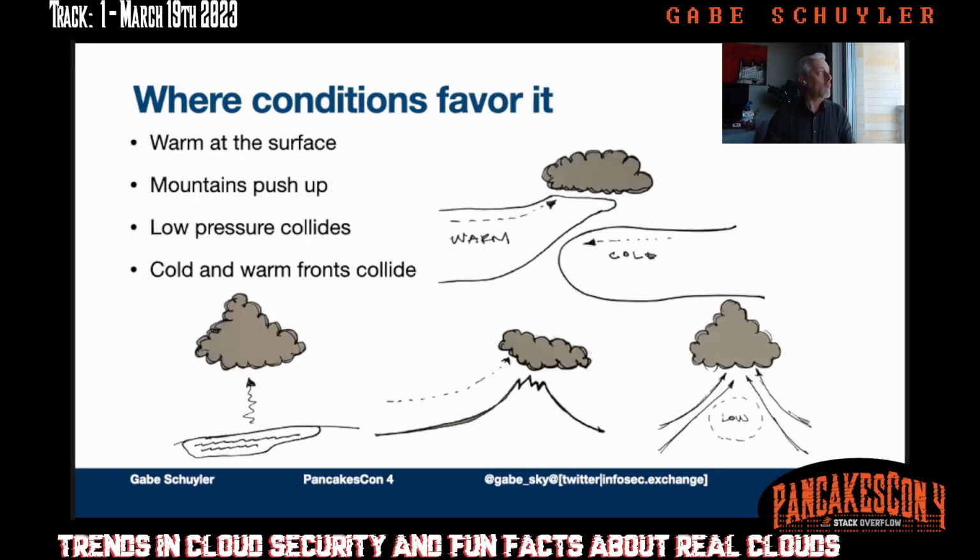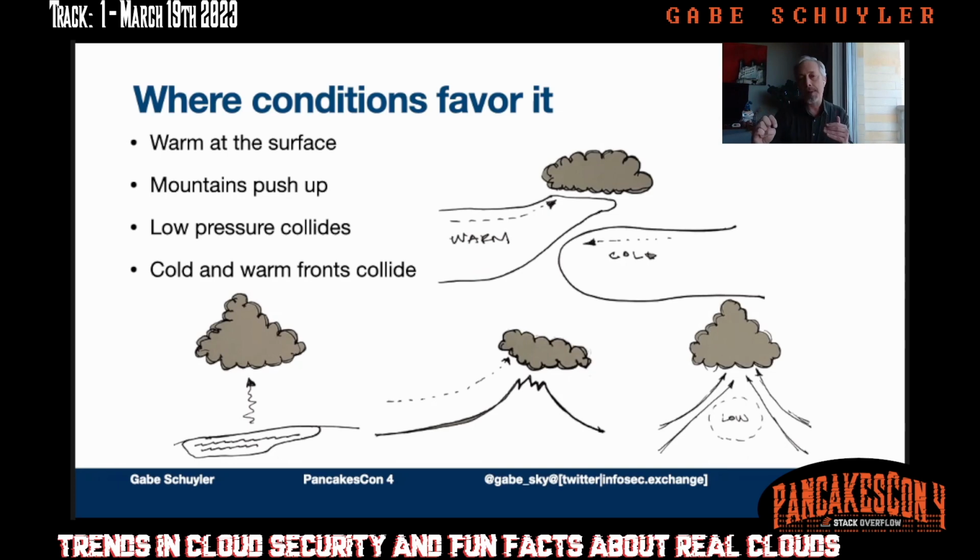So why do clouds show up in the places that they show up? There are a couple of tricks. Starting with warm on the surface, bottom left there. Just warm water on the surface, rising up, hits the point where it's cold enough that it condenses. You can also have mountains push a bunch of warm air up. So the air runs into the mountain, goes up, and as it goes up, it cools and condenses.